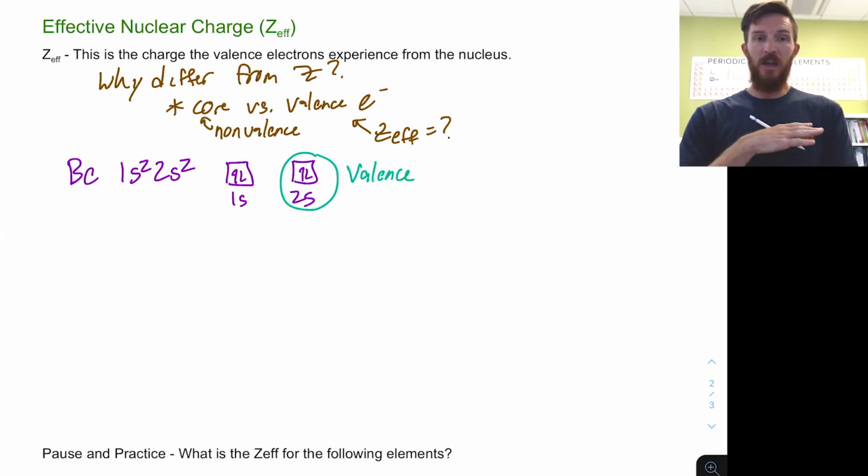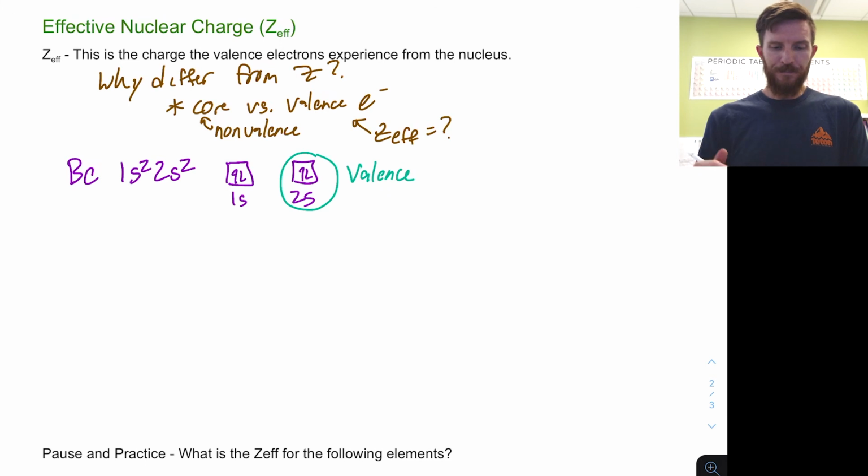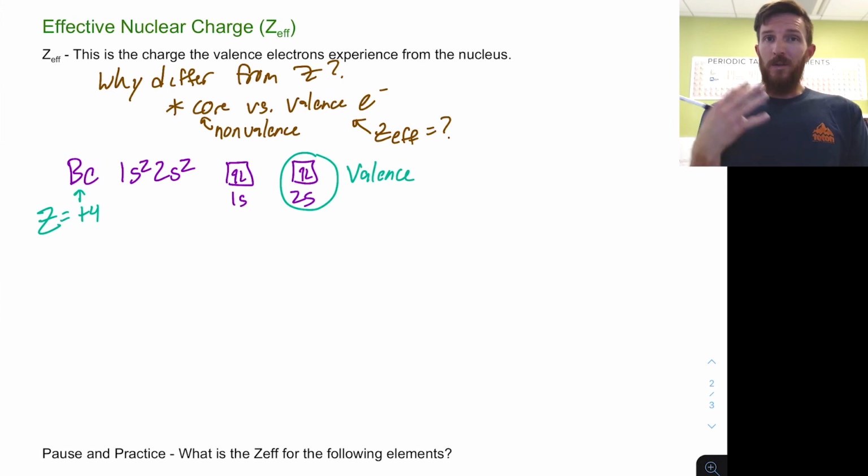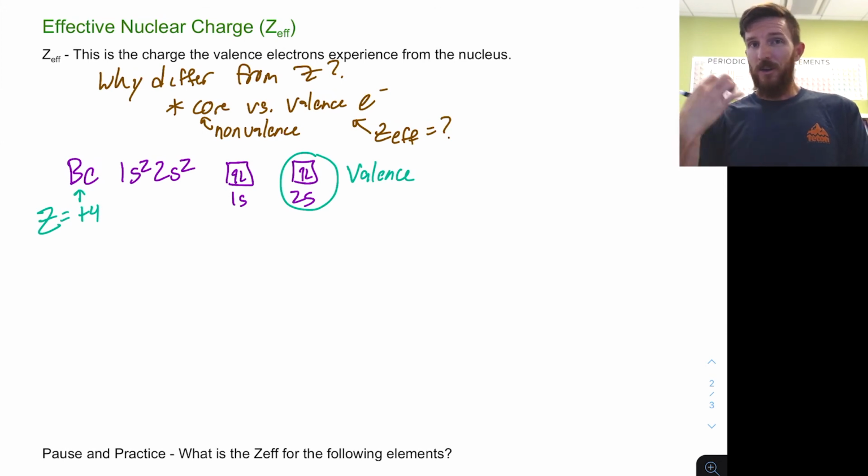And so now that we have these valence electrons, what we want to do is think about what kind of charge they will feel of the nucleus. Our beryllium has an actual charge of +4 because it has 4 protons. Well, are these valence electrons going to feel that +4 charge, or will it be slightly smaller? And let's talk about why that might be the case.